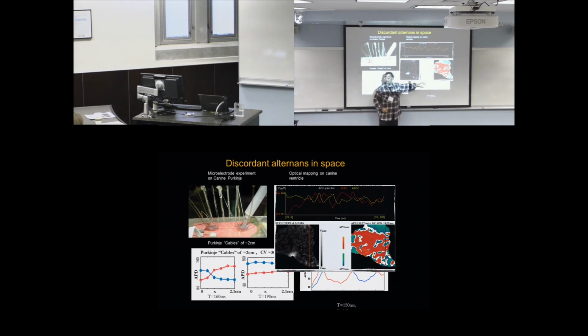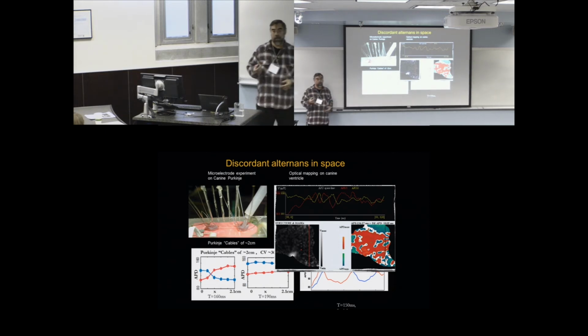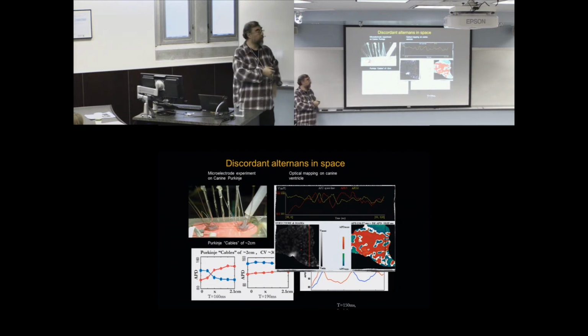The same for the ventricles. The velocity is a little lower, but still you can fit discordant alternans maybe in 7 centimeters in the model, but in experiments you can fit it in 3 centimeters, right? So there's a discrepancy between what the model can do and the experimental data.